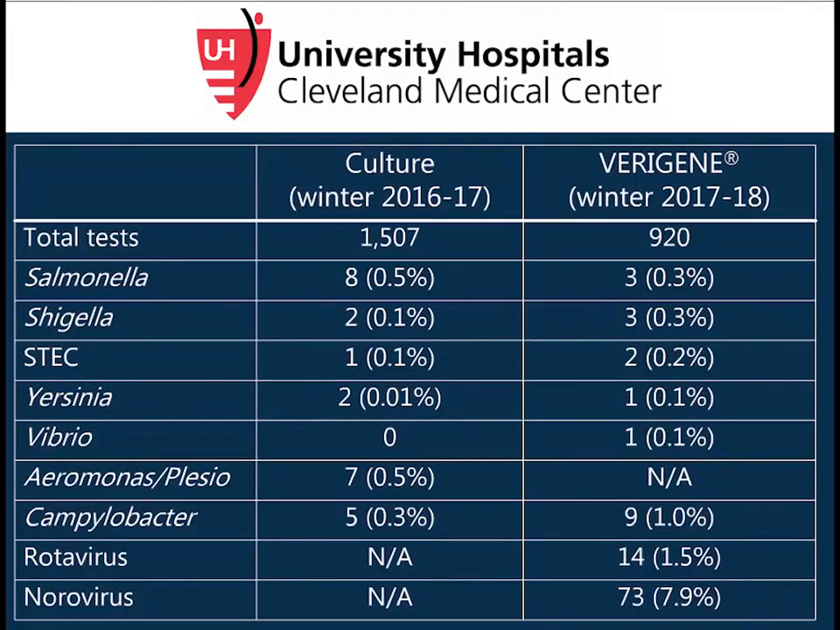This is a slide of the results from here at UH last winter and this most recent winter. So the winter of 16-17, we were still culturing, and this last winter we switched over to Verigene. And you can see that our positivity rates were similar for the bacterial pathogens, and then you can see 8% of our specimens were positive for norovirus this season, whereas we weren't previously testing for that.